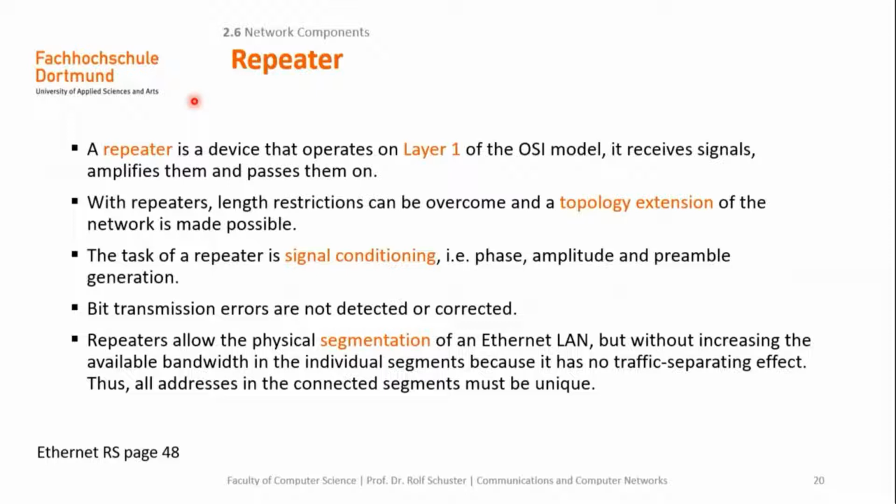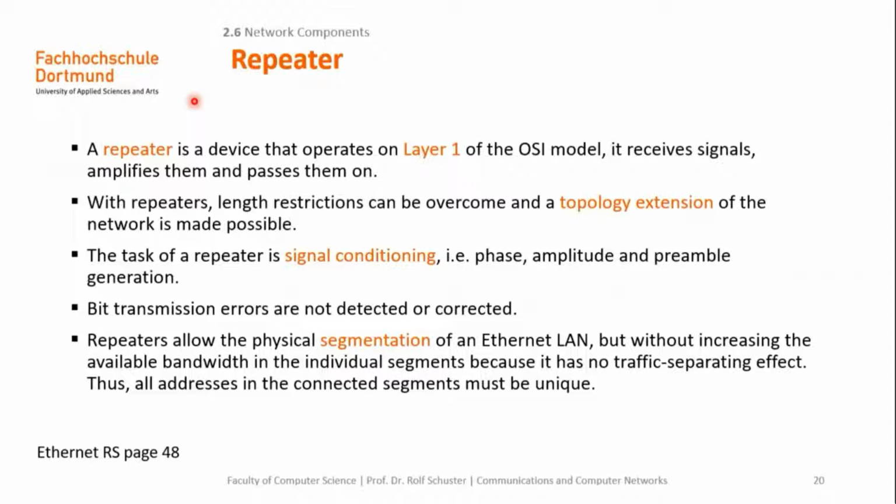The repeater permits the topology extension, that is, length restrictions can be overcome, and in that way we cover longer distances. The task of the repeater is to adapt the signal to different conditions within the media, and particularly the repeater doesn't perform any error detection nor error correction.